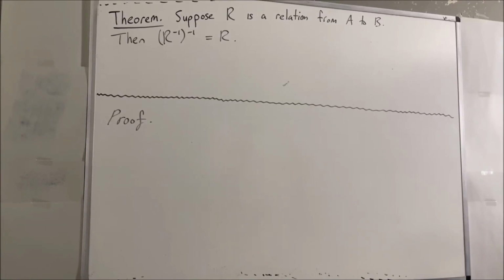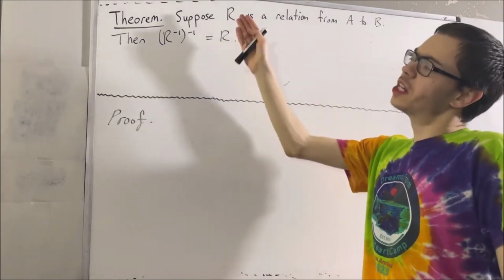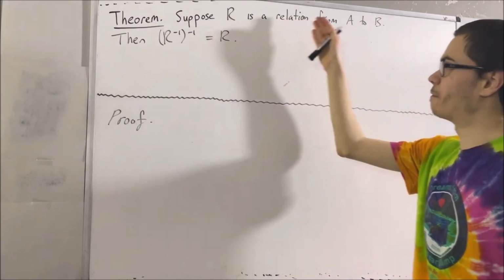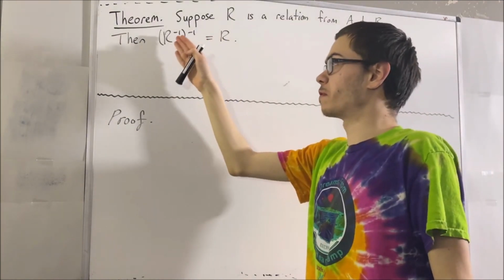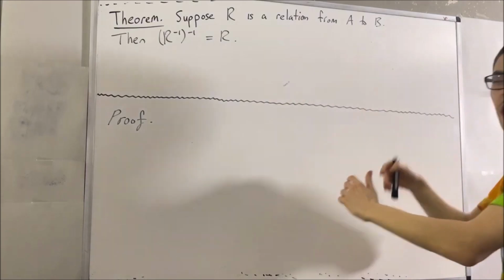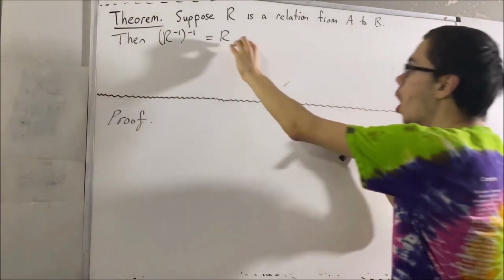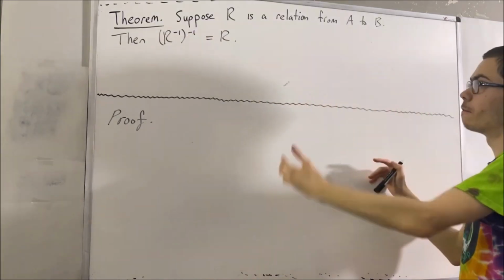Hello! In this video, we're going to prove the following theorem. Suppose R is a relation from A to B. Then, the inverse of the inverse of R is equal to R. Now, first, I would like to mention that R and R inverse are both relations from A to B.